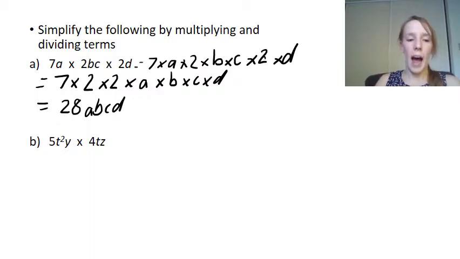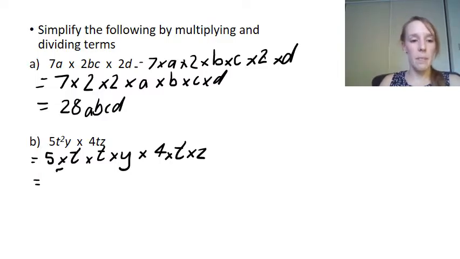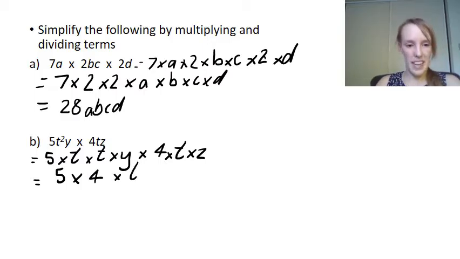Our next one, 5t squared y multiplied by 4tz, and we can write that one out fully as well if you'd like. So that's this just saying 5 times t, it's t squared, so that means t times y times 4 times t times z. And then rewrite it. We're going to put our numbers at the start. 5 times 4 times t. I'm going to put all the t's together just to make simplifying easier.